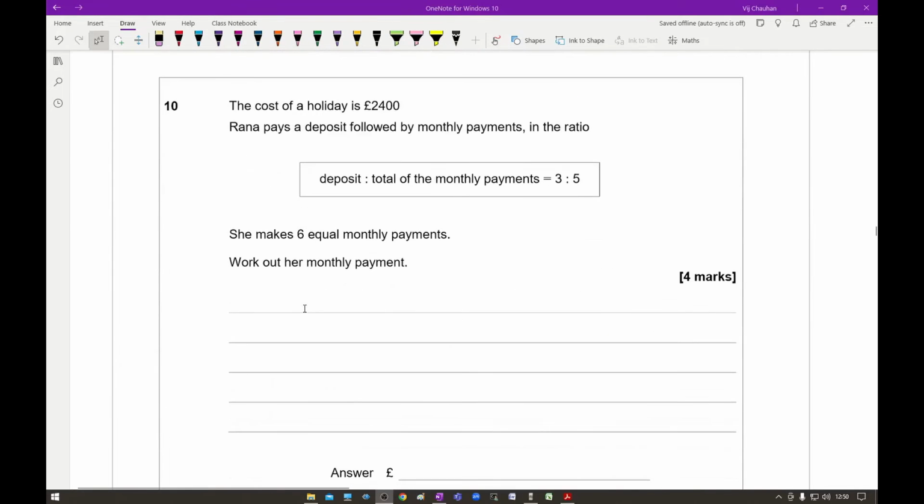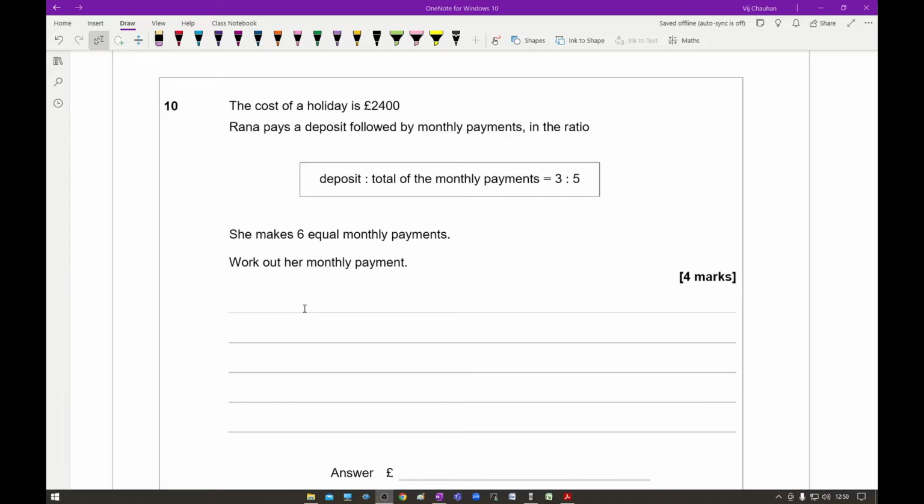Now moving on to question 10, it says the cost of a holiday is £2,400. Rana pays a deposit followed by monthly payments. The ratio of the deposit to the total monthly payments is equal to 3 to 5. She makes 6 equal monthly payments, and the question is asking us to work out her monthly payments.